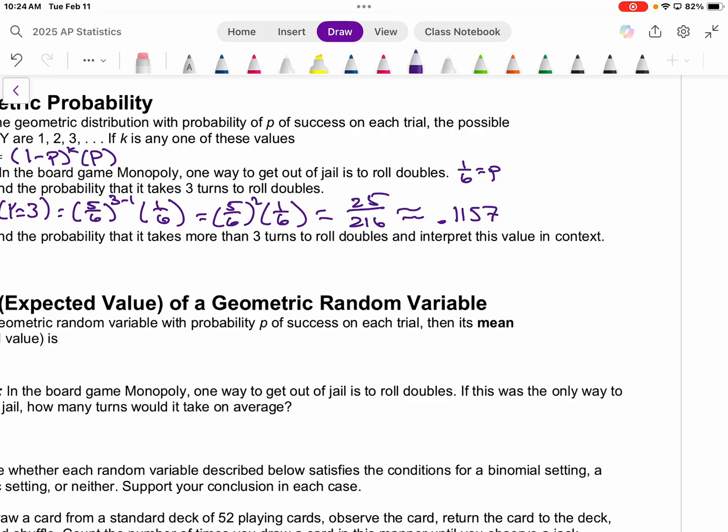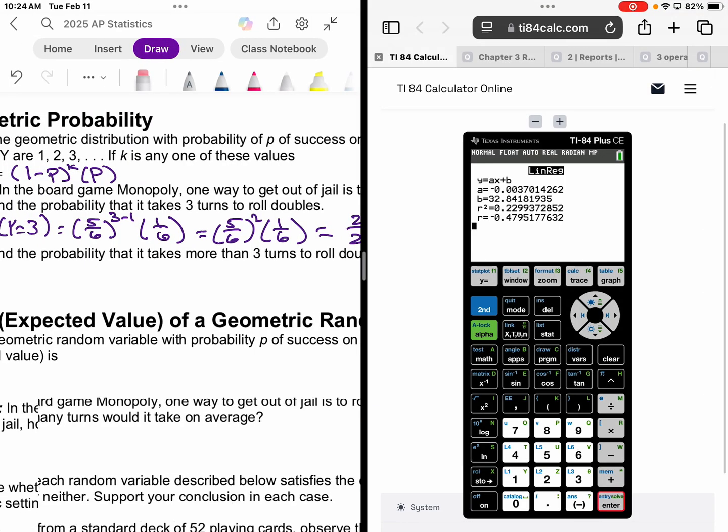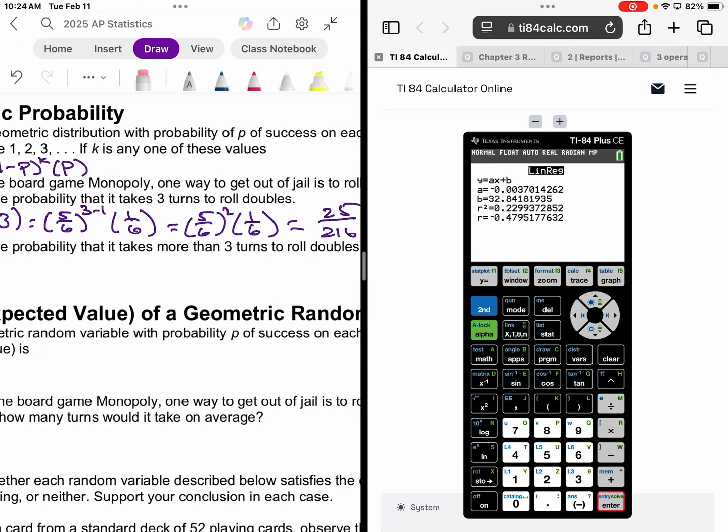Now, we learned about using the calculator to help us with binomial distributions yesterday. We can do the same with geometric distributions. So if I go over here, pull up my handy dandy calculator. If you're using mine, my college stats kids were doing some crazy junk in there with the tables and stuff, so you might want to clear it.